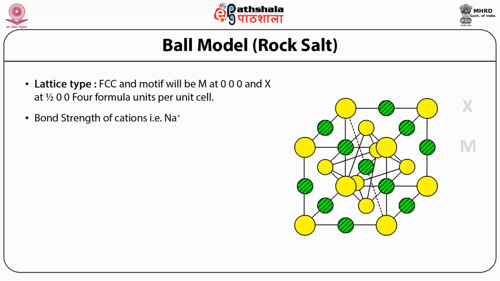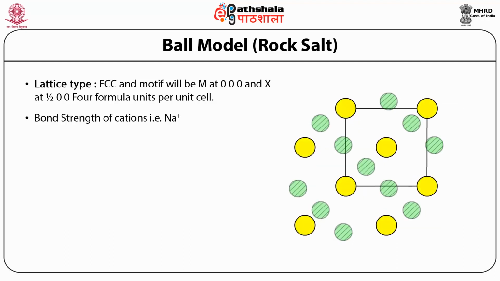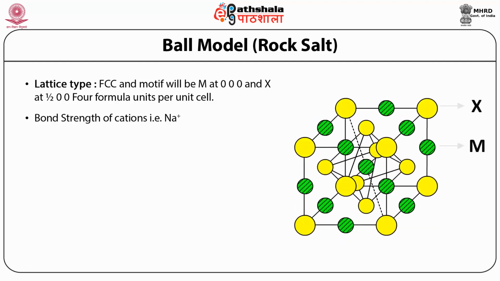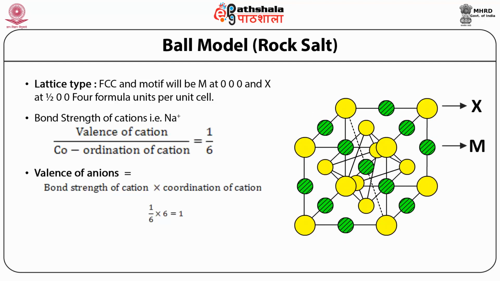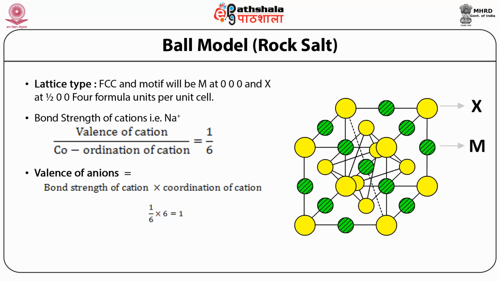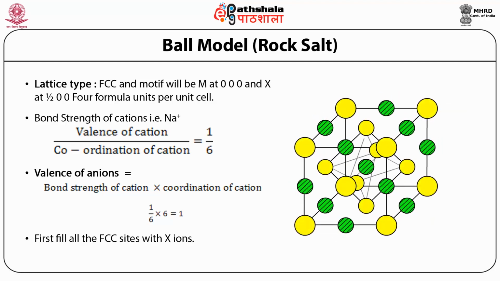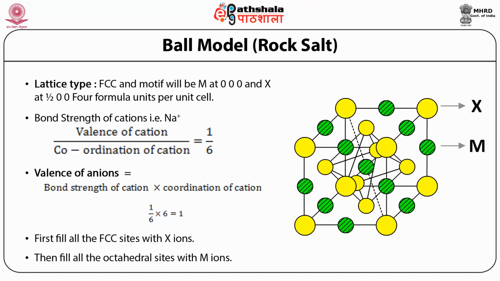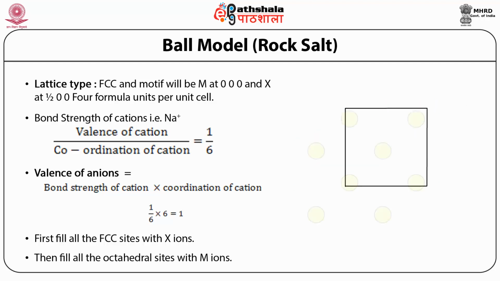So the bond strength of cations, for example Na plus, is given by the valence of the cation divided by the coordination of the cation, which is equal to 1 by 6. Moreover, the valence of the anion is given as the bond strength of the cation times the coordination of the cation, which comes out to be 1 by 6 times 6, which is equal to 1. So first, fill all the FCC sites with X ions in case of rock salt, and then fill all the octahedral sites with the M ions.